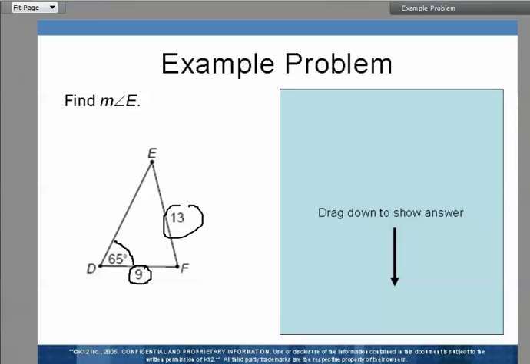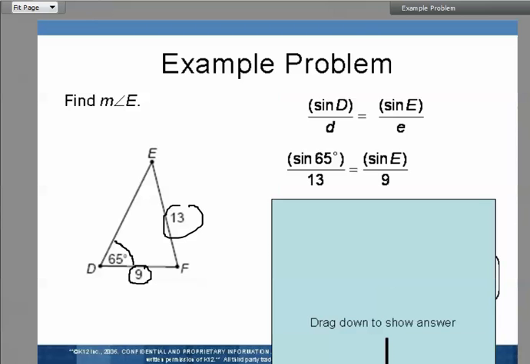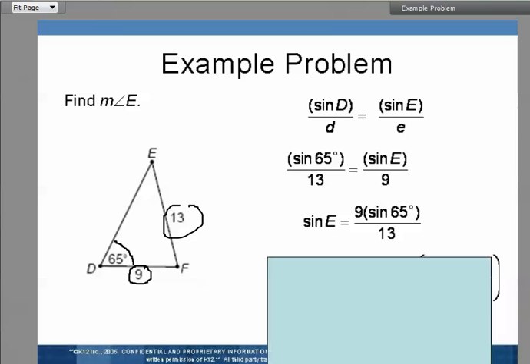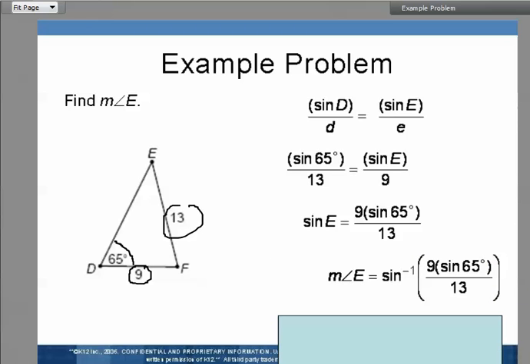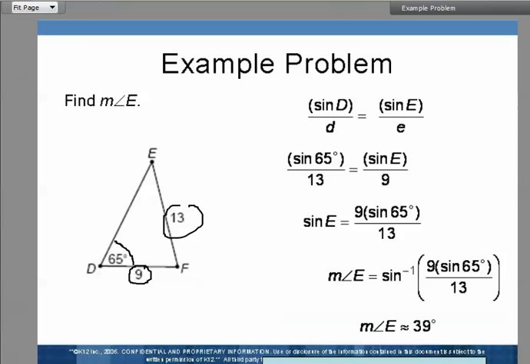So what am I going to say? I'm going to say the sine of 65 divided by 13 is going to be sine of E divided by 9. I'm going to multiply this one over here times 9. Why am I just multiplying it times 9? Because it's easy to cross multiply and then divide by 13, but it's still just as easy to just multiply it by 9 and get there. So I find that the sine of E is approximately equal to that.